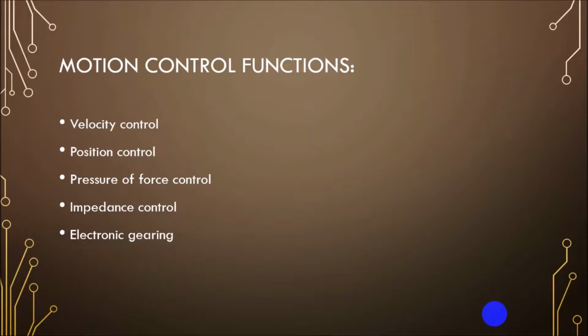Common control functions include the first one, velocity control, and the second one, position or point-to-point control. There are several methods for computing a motion trajectory. These are often based on the velocity profiles of a move, such as a triangular profile, trapezoidal profile, or an S-curve profile. The third one is pressure or force control. And the fourth one is impedance control. This type of control is suitable for environment interaction and object manipulation, such as in robotics.